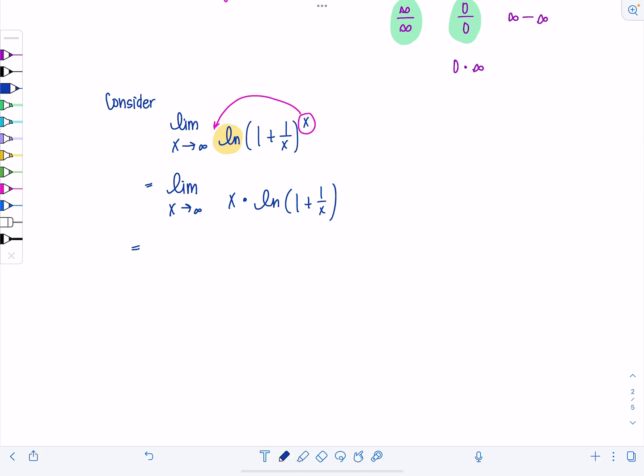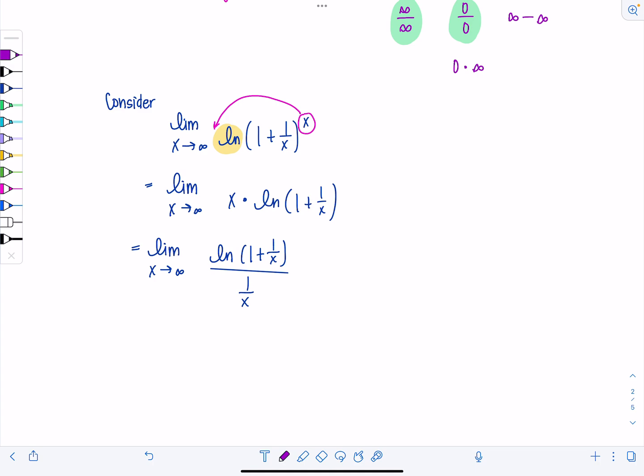And usually you leave the natural log part where it is. You're just going to flip the x to the denominator. So I'm still going to have ln 1 plus 1 over x, and then I'm just going to rewrite x as 1 over x in the denominator. Same thing, right? Okay, but now I'm super happy because I have an indeterminate form of the type 0 over 0. So I can apply L'Hôpital's rule.